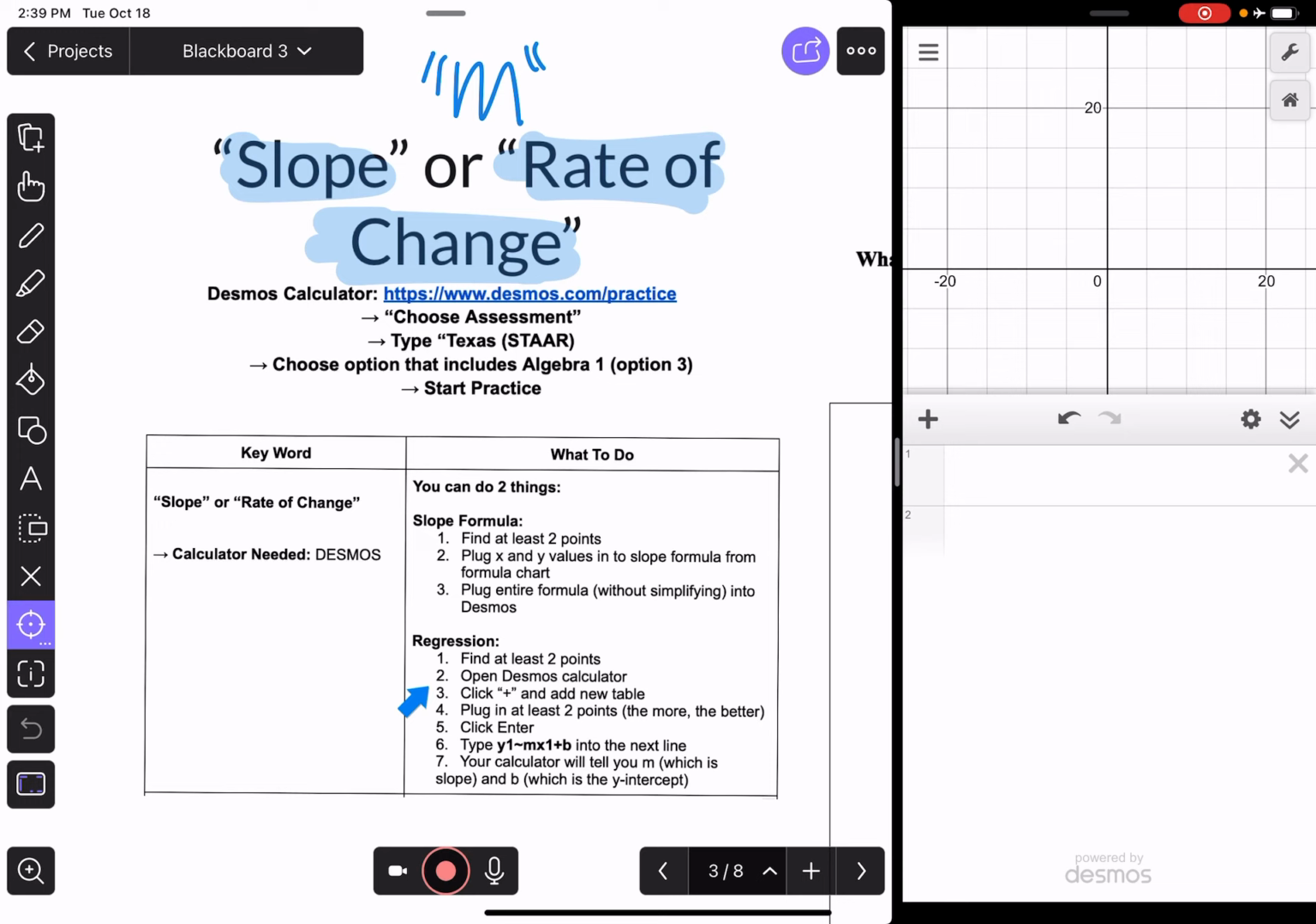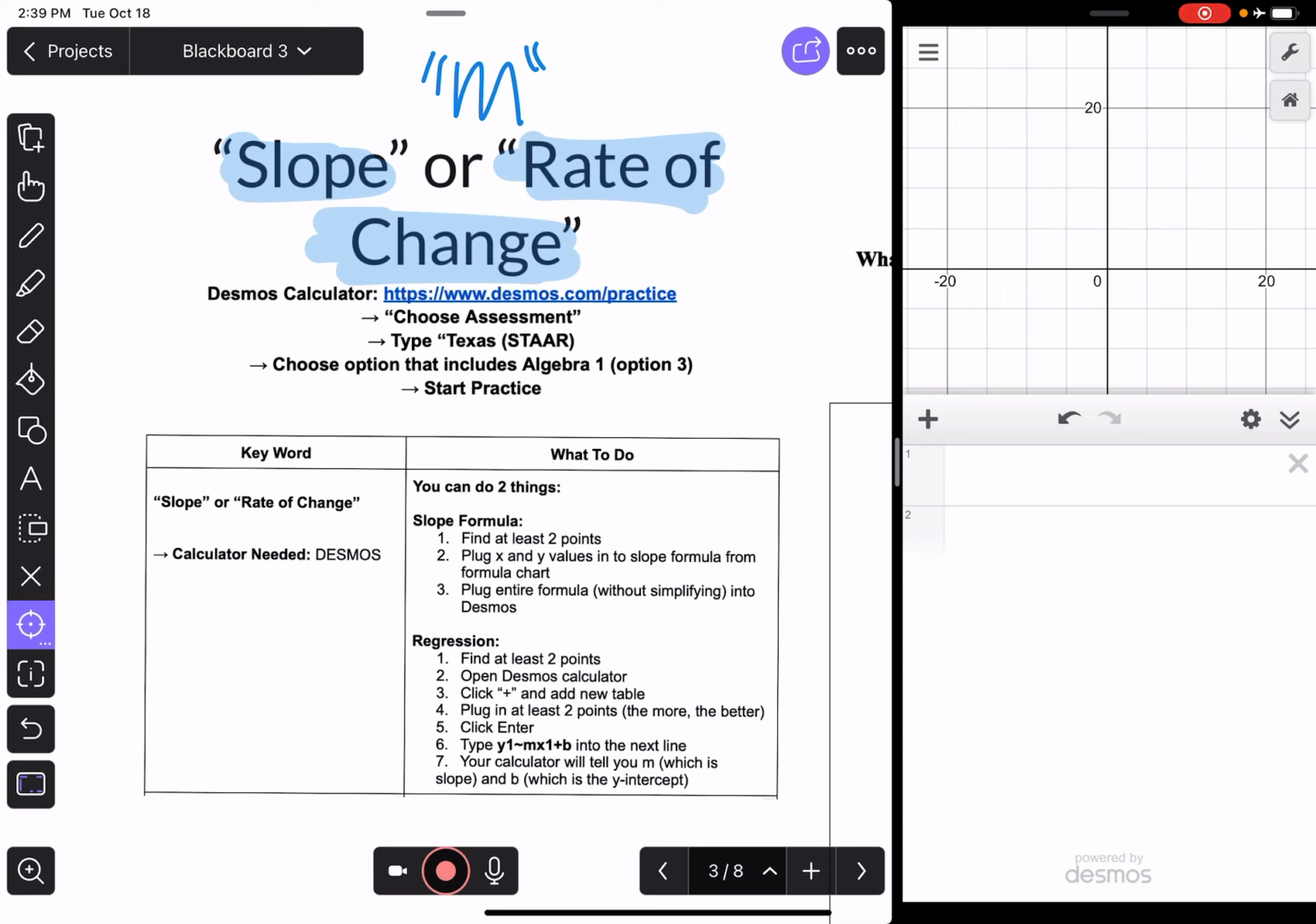Regression is the second method we're going to talk about, which is a newer method that you might not have ever seen before taking this class. This helps us 100% use our calculator and is a more accurate way to do it. It's a lot easier to mess up using the slope formula than it is to mess up using regression. So if you're not feeling confident about the slope formula, I highly recommend this regression method.